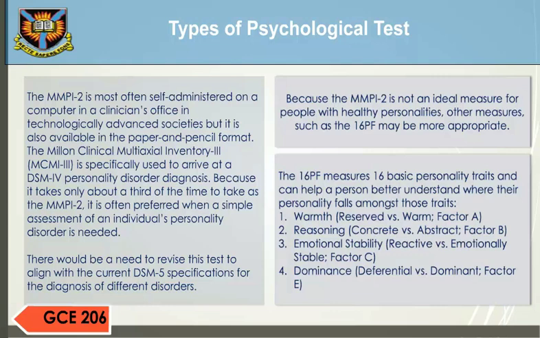The Millon Clinical Multiaxial Inventory 3, MCMI-3, is specifically used to arrive at a DSM-4 personality disorder diagnosis. Because it takes only a third of the time to take as the MMPI-2, it is often preferred when a simple assessment of an individual's personality disorder is needed.